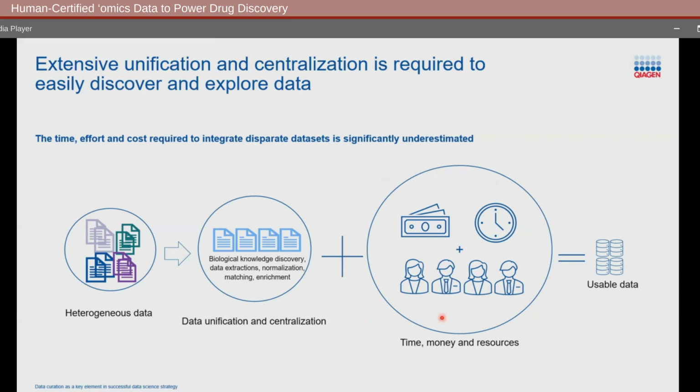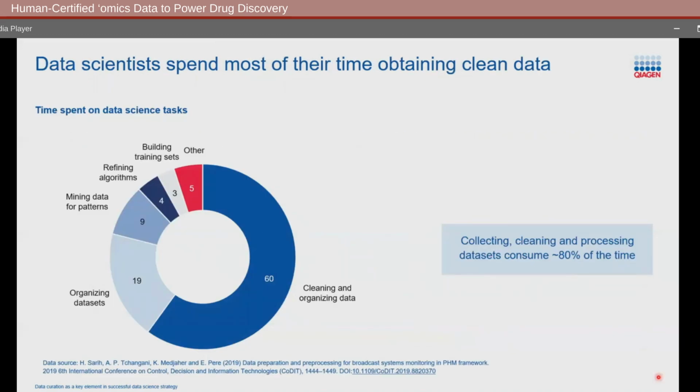Without extensive unification and centralization, these data cannot be easily discovered and explored by biologists, bioinformaticians, and data scientists. And you frequently end up with just a small amount of usable data, and sometimes just a pile of useless Excel files. The goal of data science is to reveal subtle patterns that aren't apparent by looking variable by variable, gene by gene, etc. The problem is that it takes a tremendous amount of time to whip data into the right shape to perform real data science.